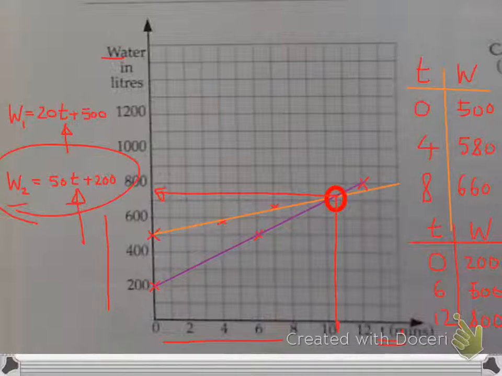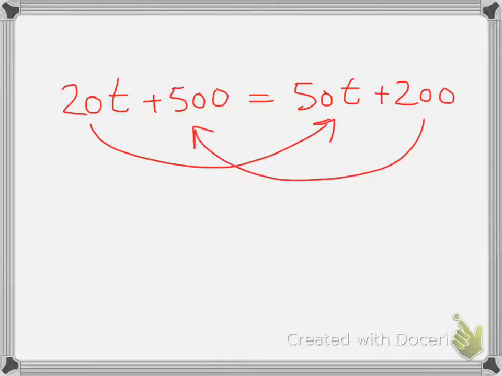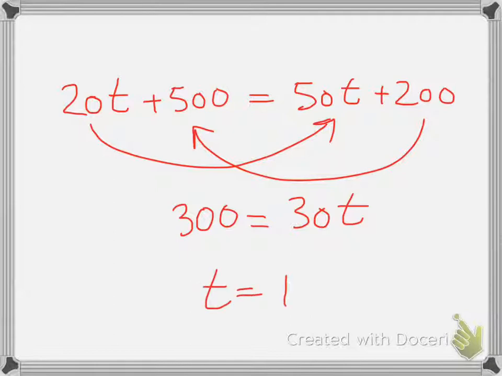Alternatively, I could use what we call simultaneous equations, and notice that both are equal to a level of water. Well, if I want them to equal the same level of water, I would simply equate them to each other. 20t plus 500. At what time does it equal 50t plus 200? Okay, I've just equated the two equations. Then I can shift some things around. Maybe shift the 20t onto the right, and shift the 200 onto the left. Okay, that would give me 300 on the left, and that would give me 30t on the right. Oh, can you see what the answer is going to be? 300 divided by 30 is actually 10, and the unit is minutes.